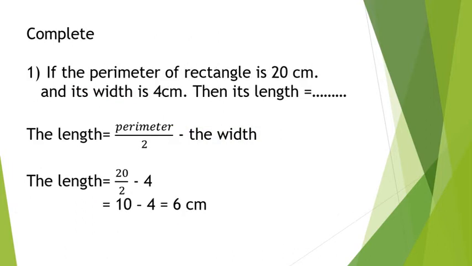Complete. If the perimeter of rectangle is 20 centimeters and its width is 4 centimeters, then its length equal what?